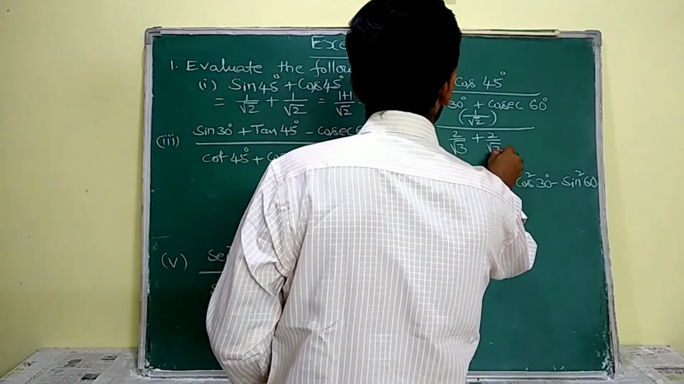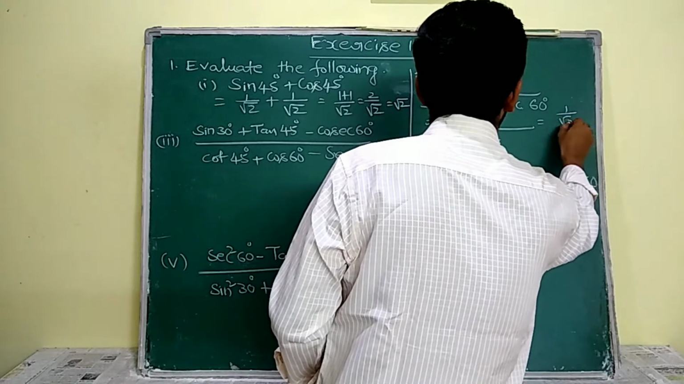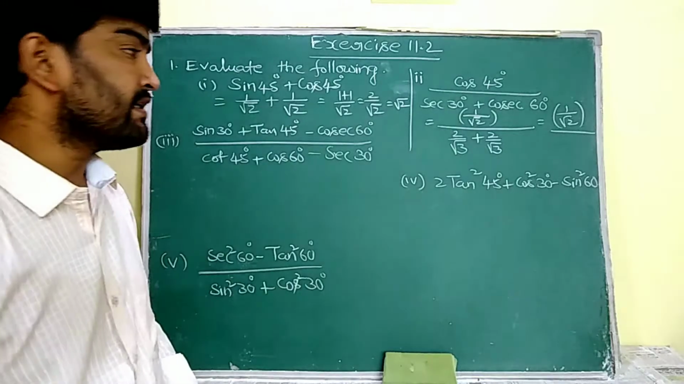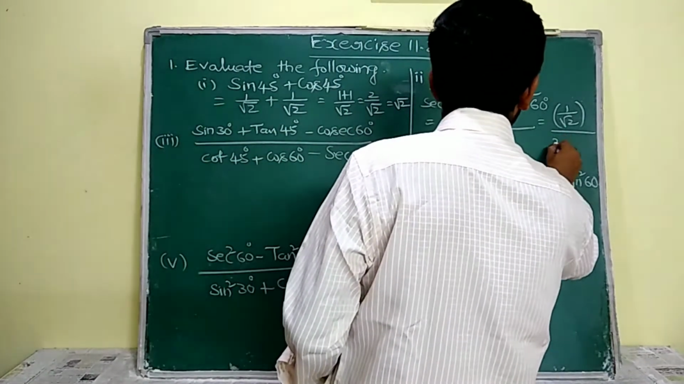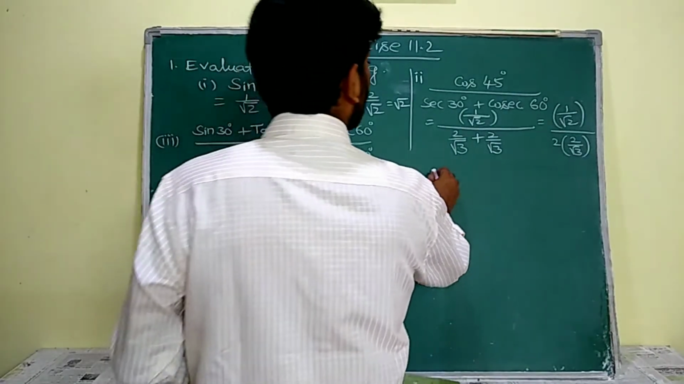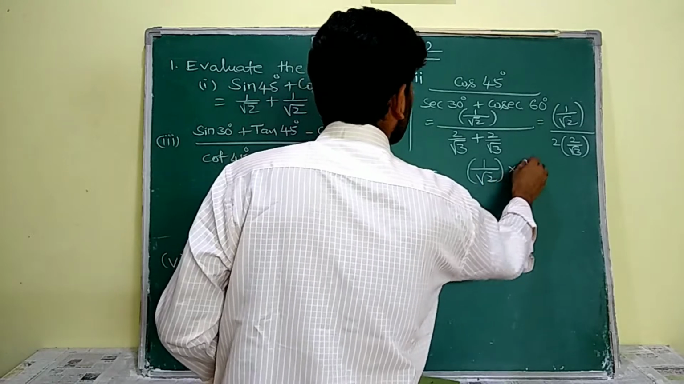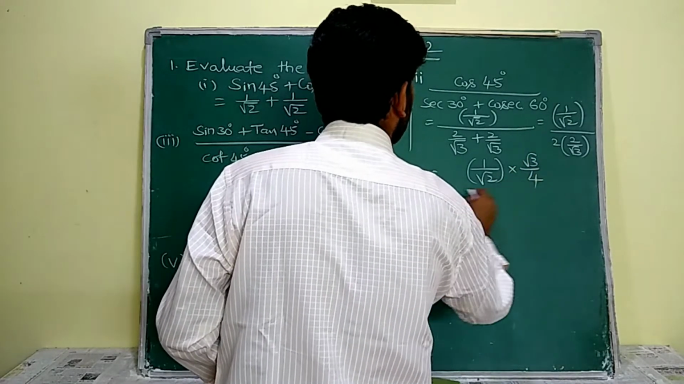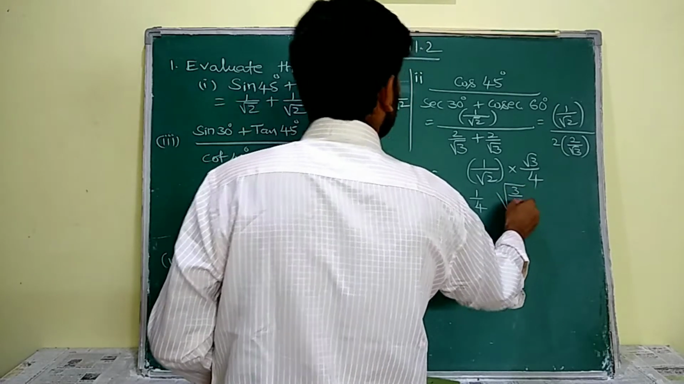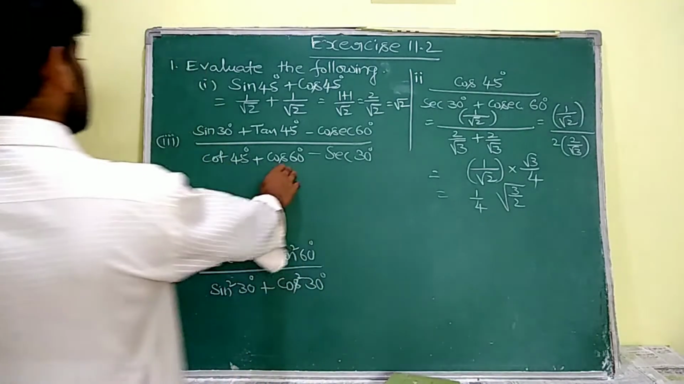So see, now 1 by root 2 is in the numerator. In the denominator these are two like fractions, that is 2 into 2 by root 3. This can be expressed as 1 by root 2 into root 3 by 4. That is equal to 1 by 4 into root over 3 by 2. Understand?